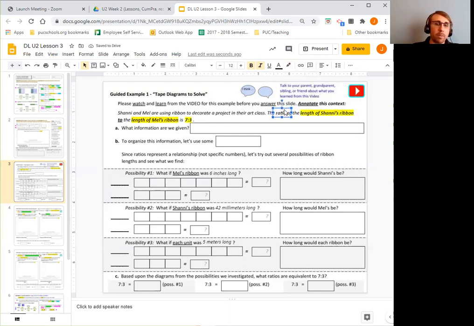Now, ratio is not a number. It's connected to numbers, but it's not a number itself. It's more of an important word, and so I'm going to underline that instead. So you can click this button and underline the word ratio. Okay, so now we've annotated.